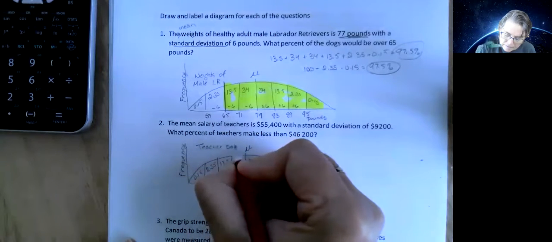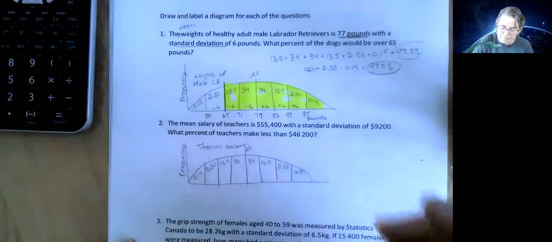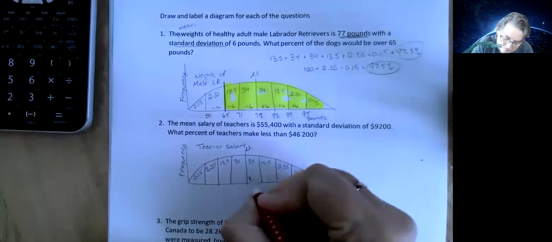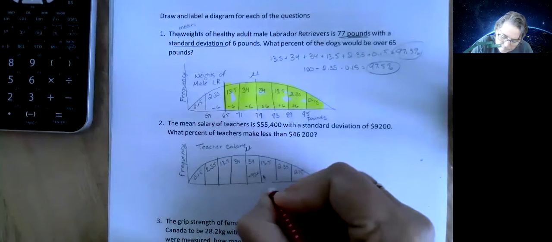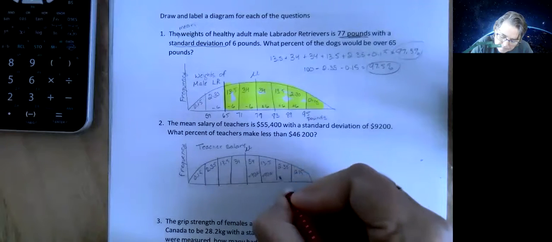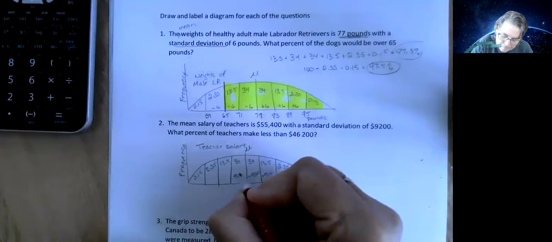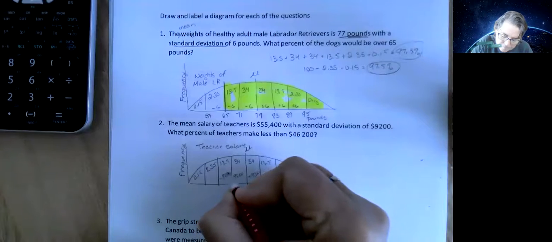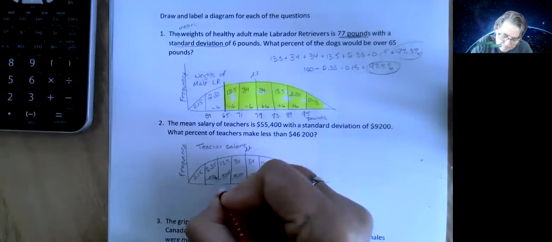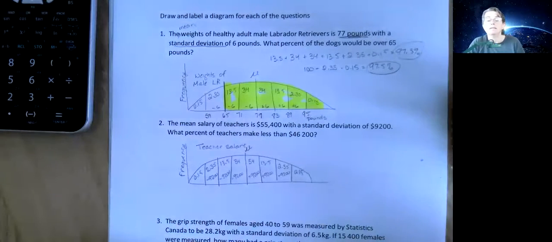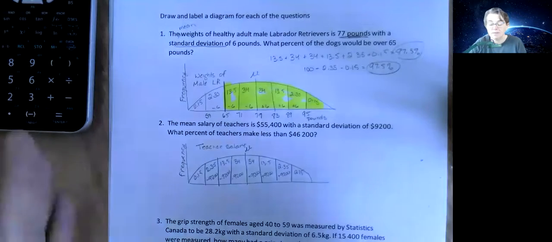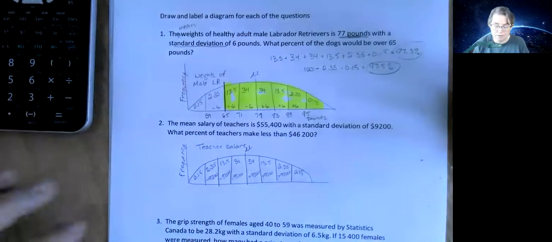Teacher salary. Now, I should have made it bigger. There's nothing saying that you couldn't, if you don't like this, group two on a separate piece of paper so you've got lots and lots of room around you. Or, like I said, do it on graph paper and then it'll be all nice and symmetrical for you.